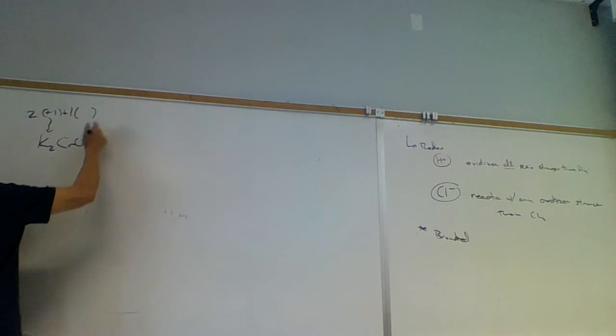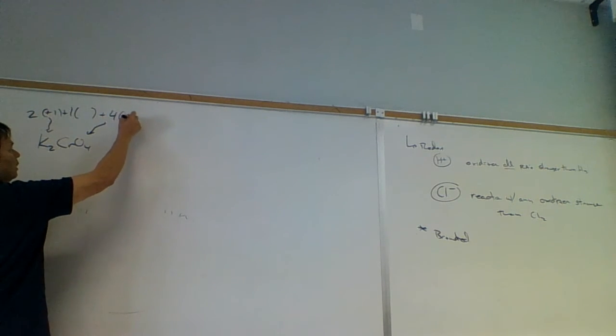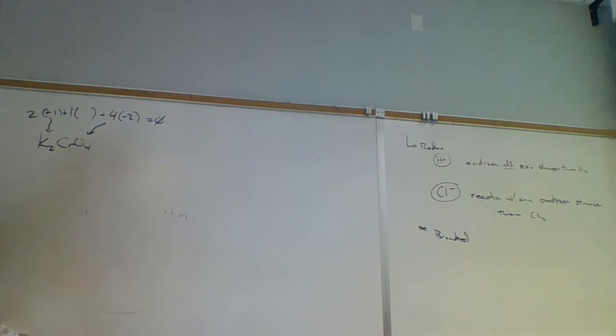But I should know what oxygen is. Oxygen's typical charge is -2, and we got 4 of those. And so this has to equal 0, the net charge on the compound. And so what is chromium got to be? This is -8 plus 2 is -6. That means this has got to be +6. So chromium's got to be +6.